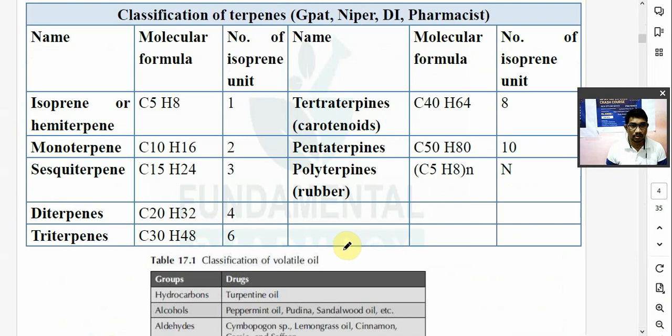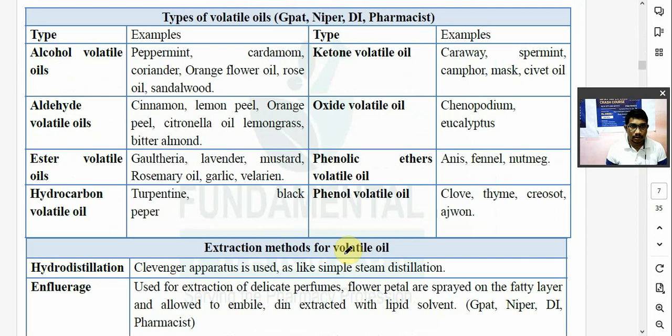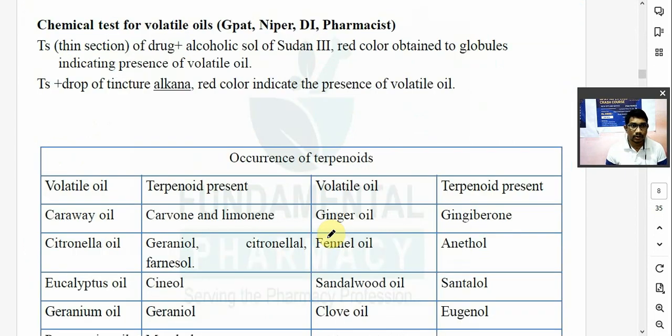This table was very important. Many times they have already asked questions on this. Then we have seen the types of volatile oil, the hydrodistillation method, and the extraction methods for volatile oil. We have seen the chemical test. So just remember, a drug containing volatile oil or terpenoids, you have to treat with the alcoholic solution of Sudan red. So we are going to get a red color in the oil globules. Oil globule में red color आ जाएगा.